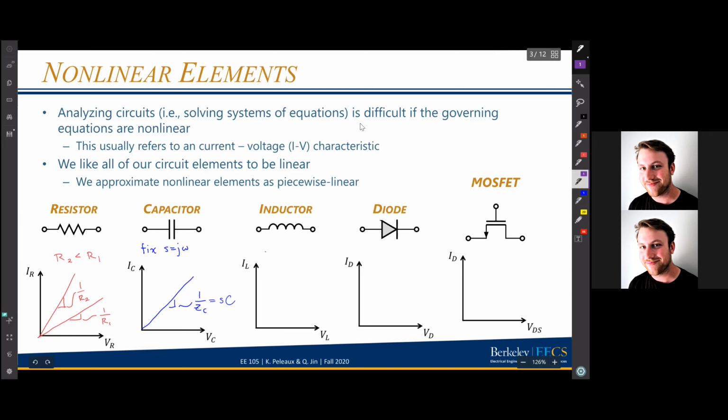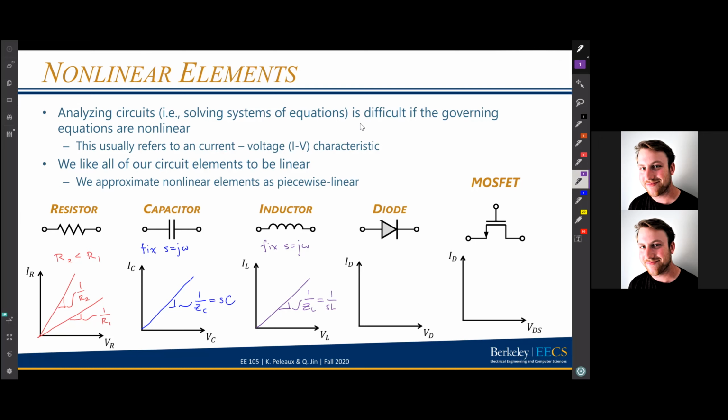Moving right along, we can do the same thing for an inductor, right? I'm still going to fix my frequency, and then I will see that I have a linear current voltage relationship. And again, the slope of that relationship is going to be 1 over the impedance of my inductor, ZL, or the impedance of an inductor, which is S times L.